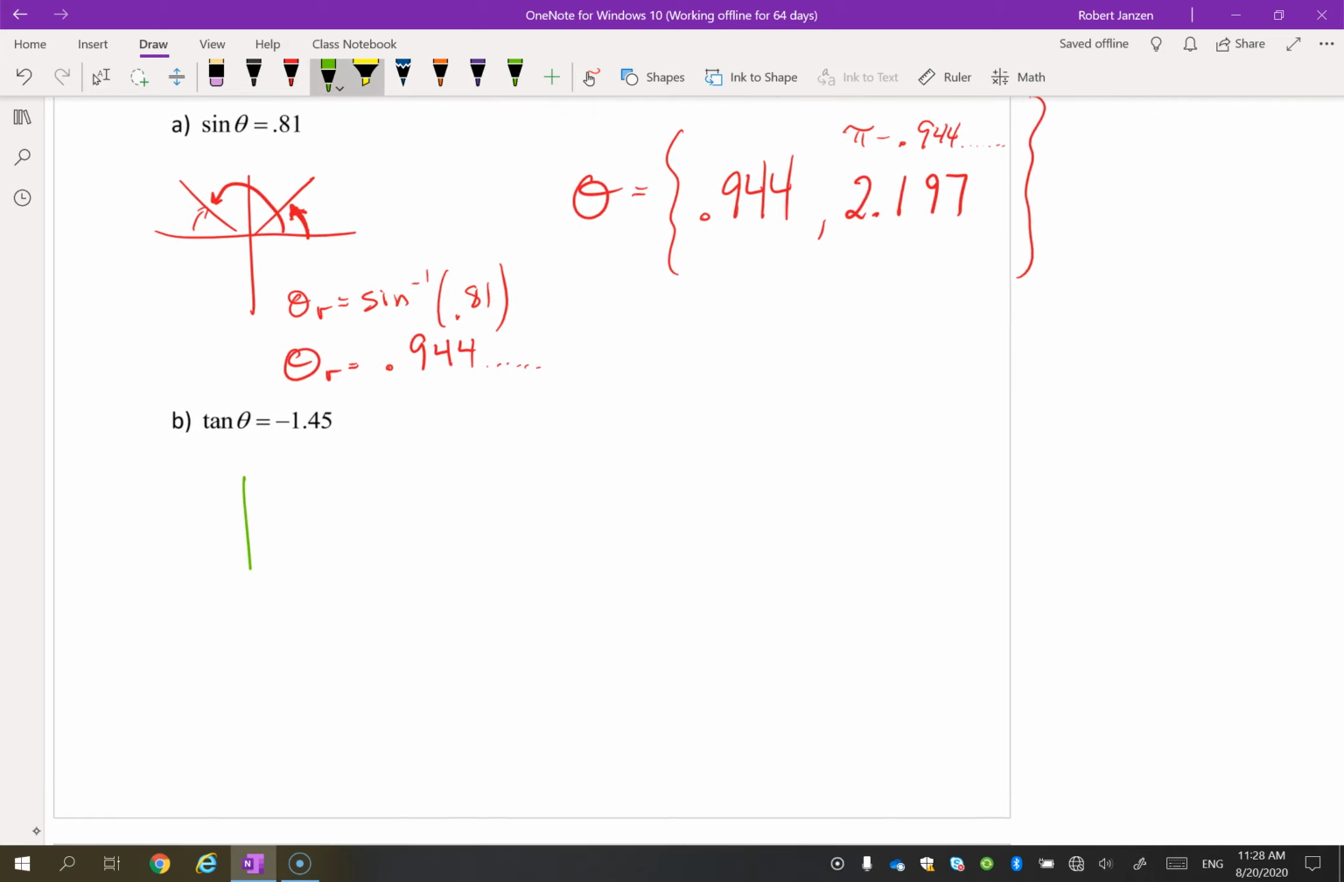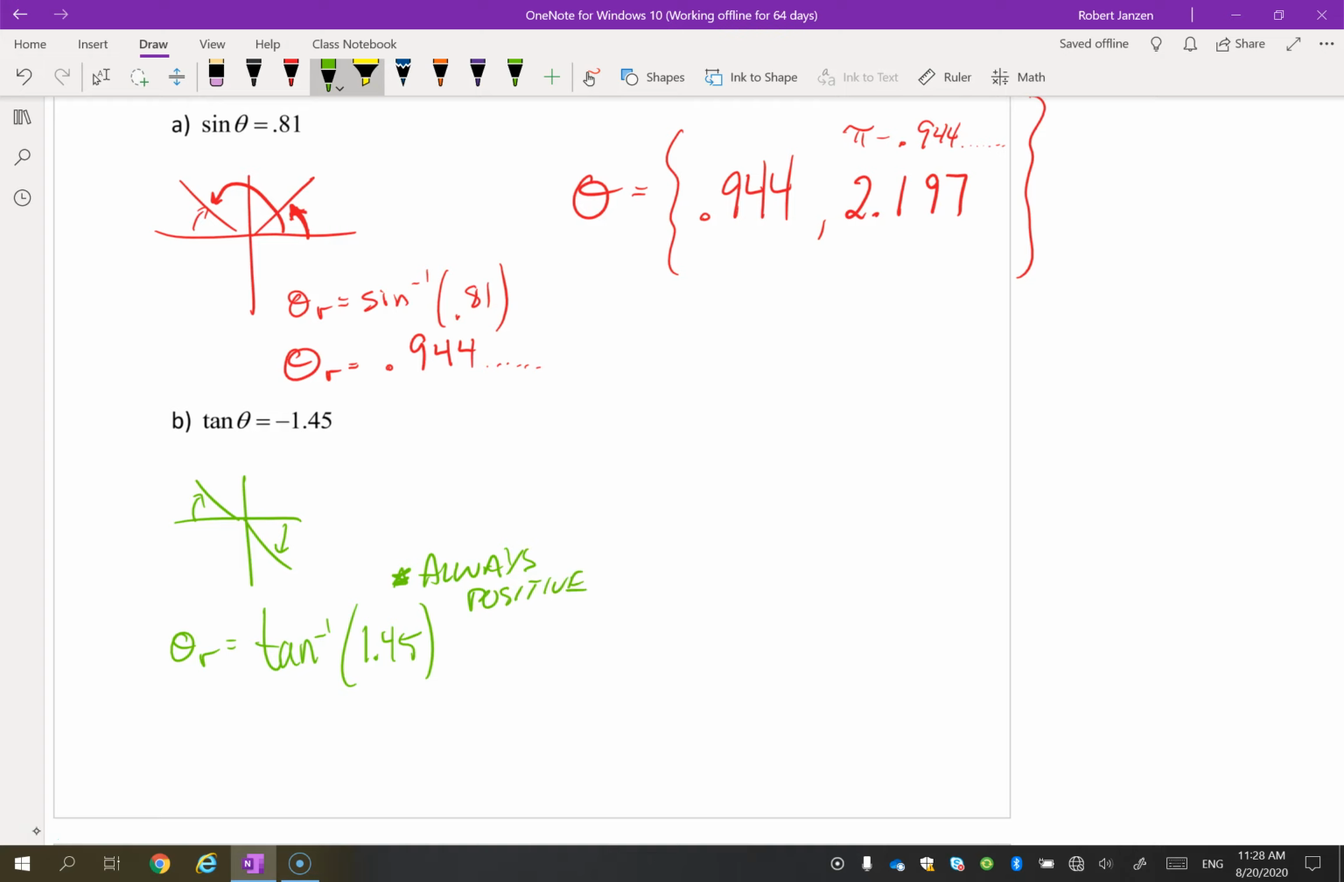Okay, let's try another one. Tan is negative here and here. So we're going to calculate the reference angle. The reference angle is the inverse tan of 1.45. Never, ever, ever use a negative value. The reference angle is always an angle in the first quadrant. It is always positive. Okay, I don't know if you want to make yourself a note. Always positive. Always use a positive value here. Okay?